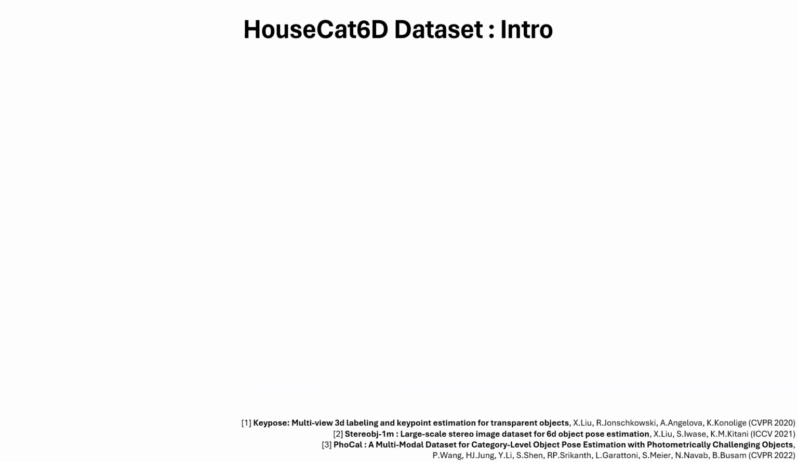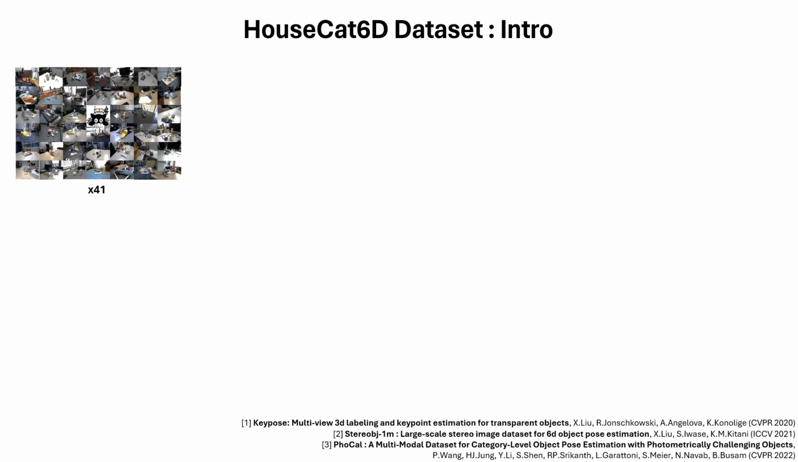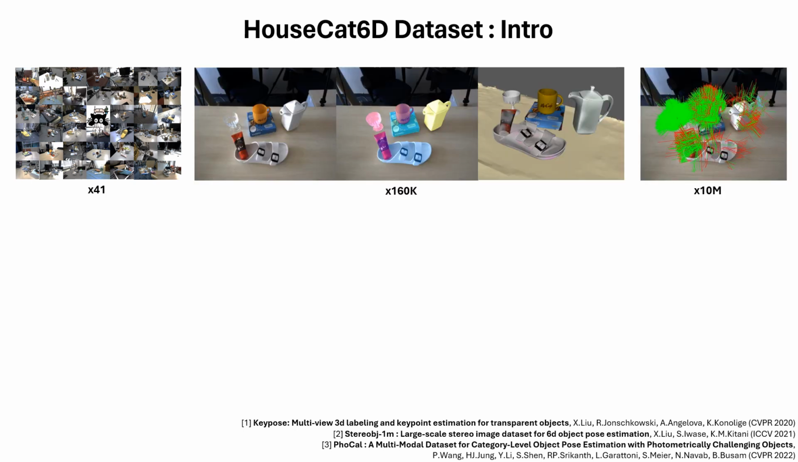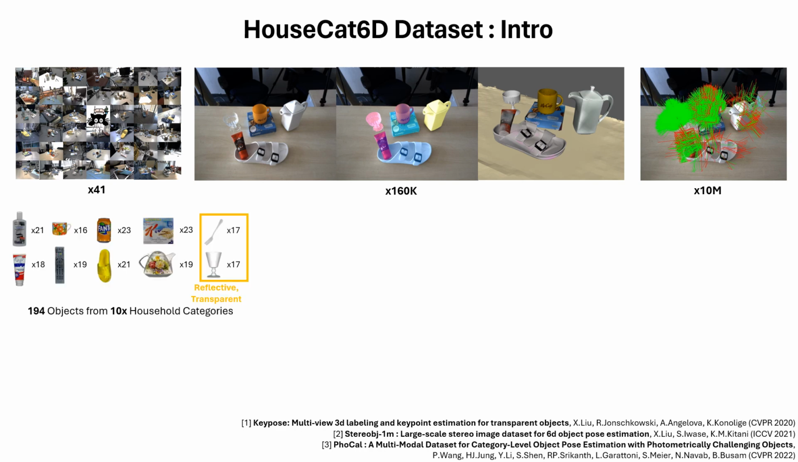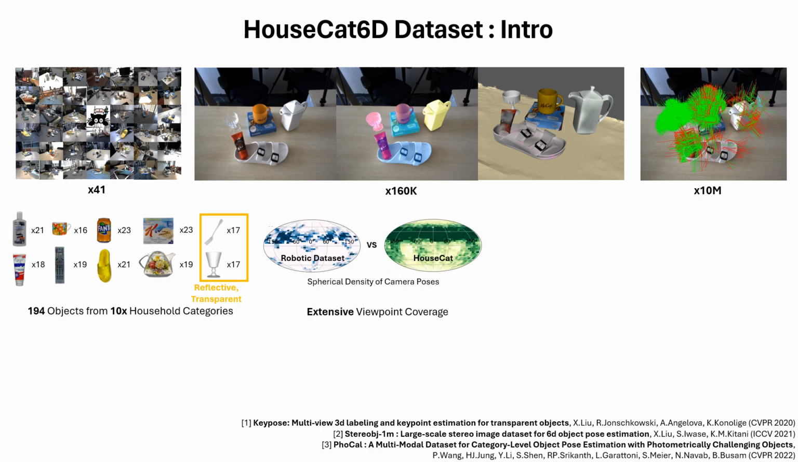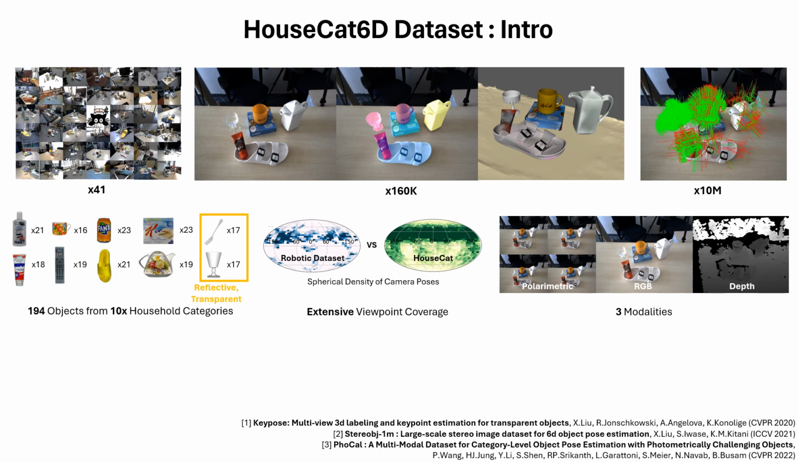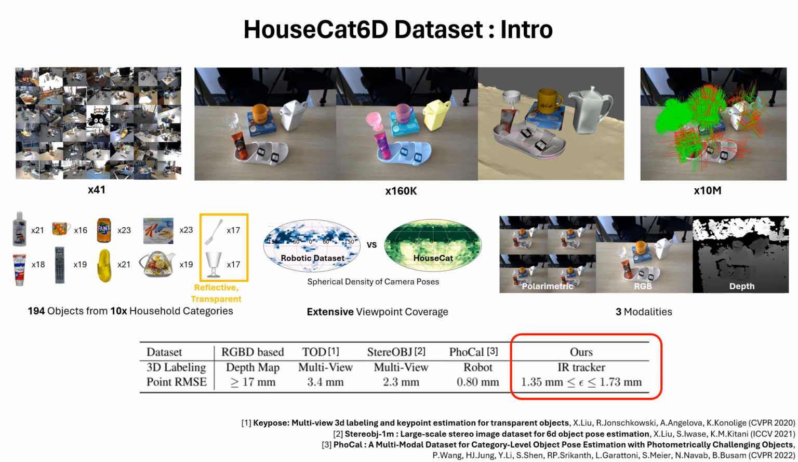To provide a better dataset for the community, we present the HouseCat6D dataset, which features 41 diverse scenes that have 160,000 training poses with 10 million grasping point annotations on 194 objects in 10 household categories, including photometrically challenging ones, and has extensive viewpoint coverage and contains 3 modalities and, most importantly, annotation quality comparable to a robotic annotation method.